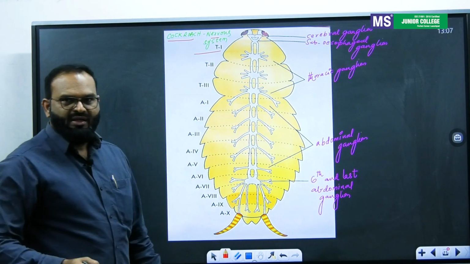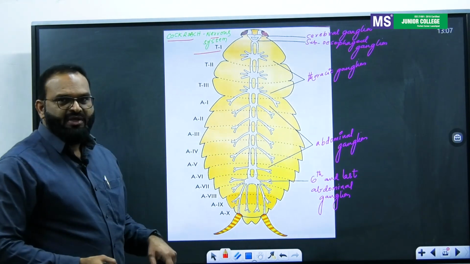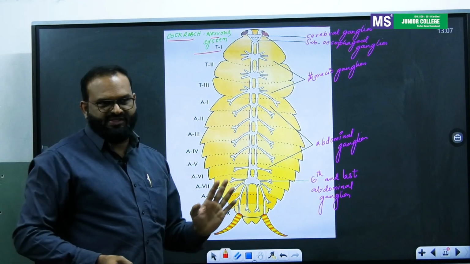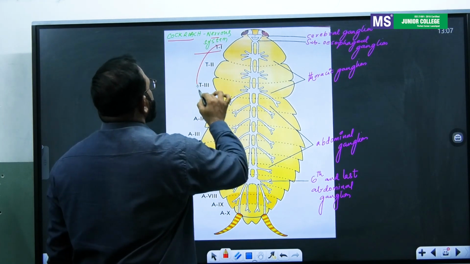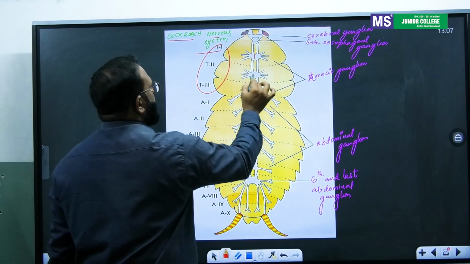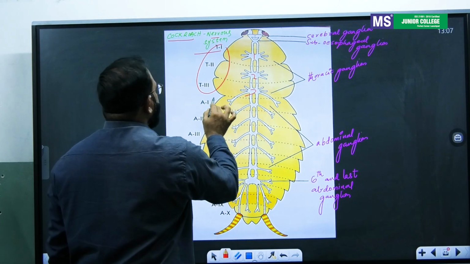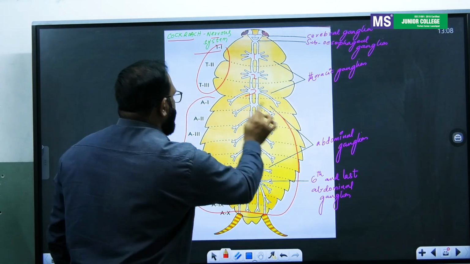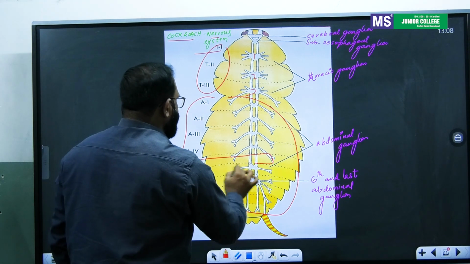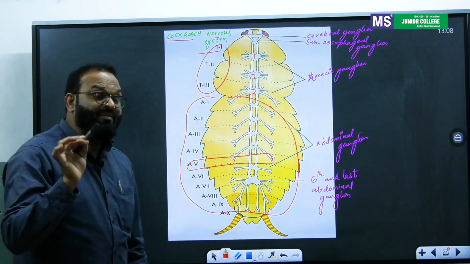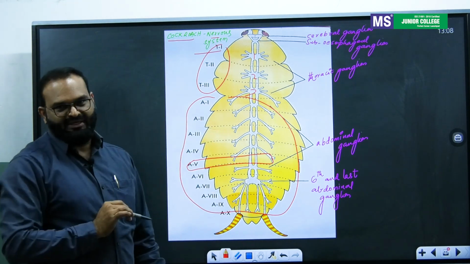Cockroach nervous system. While drawing the cockroach nervous system, please be careful with the 3 thoracic ganglia, 1, 2, 3, and the abdominal ganglia. Students, in the 5th abdominal segment there is no ganglion.